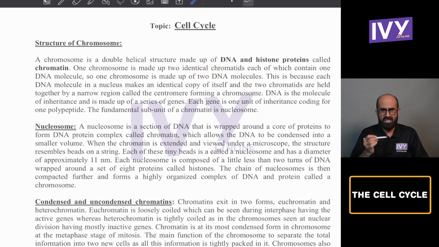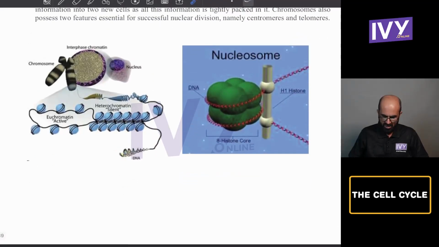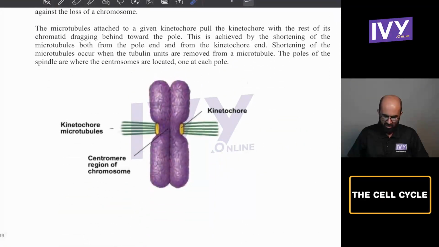Chromosome can be seen only at the time of cell division. Otherwise, it remains a chromatin, a profuse mass. This is because each DNA molecule in the nucleus makes an identical copy of itself, and two chromatids are held together by a narrow region called the centromere, forming a chromosome. Like here you can see the structure of chromosome.